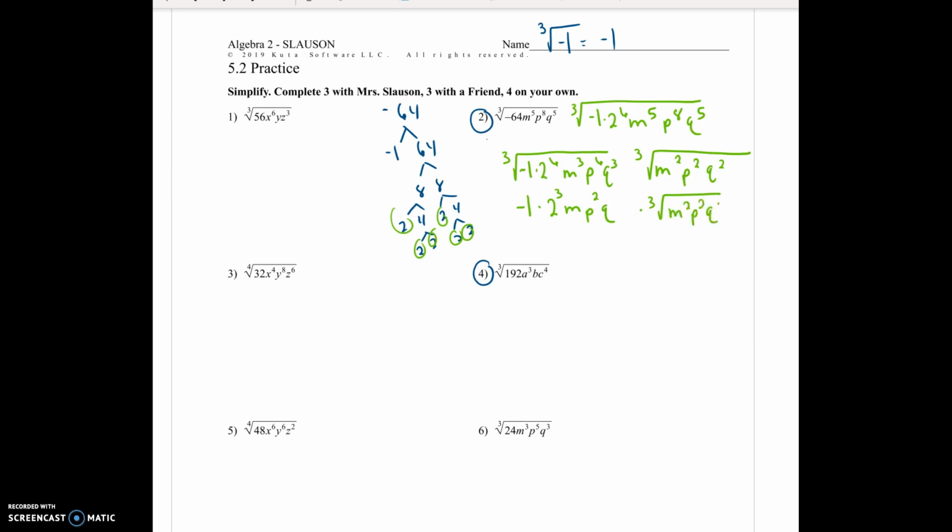And it would be really great if you would clean up this left part right here. So I'm going to do that. 2 cubed is 8, and 8 times -1 is -8. So here is the final answer.